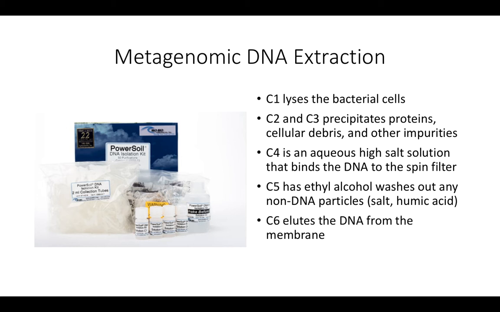While the DNA is bound to the spin filter, C5 washes out any non-DNA particles from the sample. Once that has been performed, C6 allows the DNA to be eluted from the membrane and allows it to pass through the spin filter, thus releasing the bulk DNA of your soil sample.